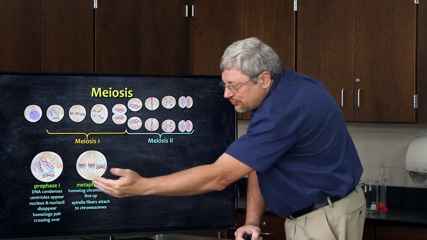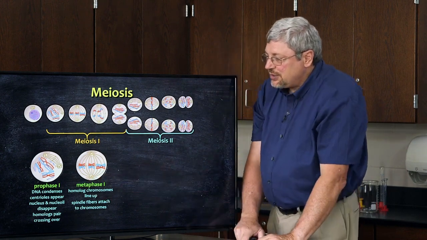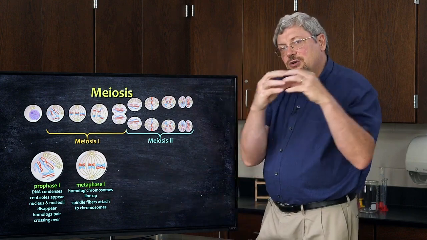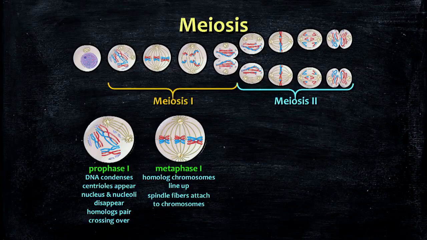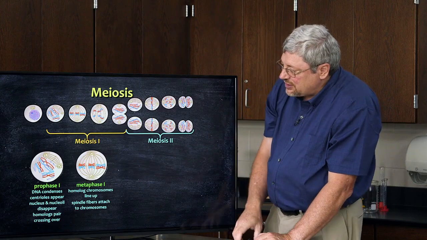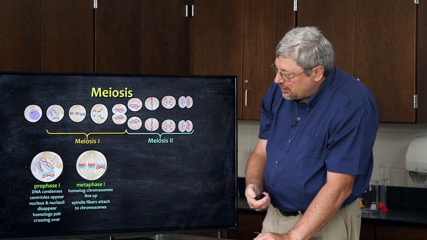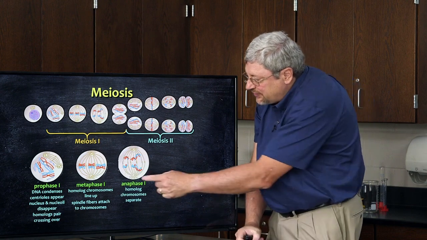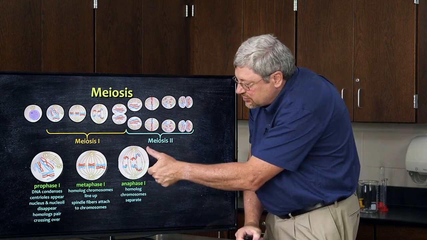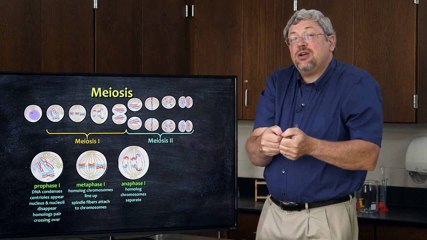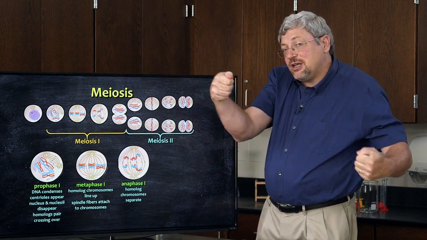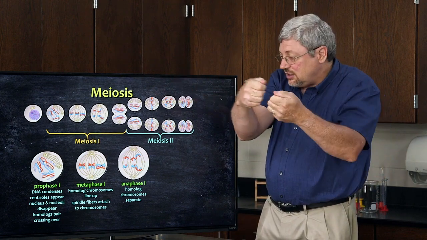You move from prophase 1 to metaphase 1. All of these homologous chromosome pairs line up along the axis, the equator of the cell. Spindle fibers from the centrioles move down to connect with the homologous chromosome pairs. In anaphase 1, the chromosomes are separated. In this case, the homologous chromosomes are separated into opposite ends of the cell.